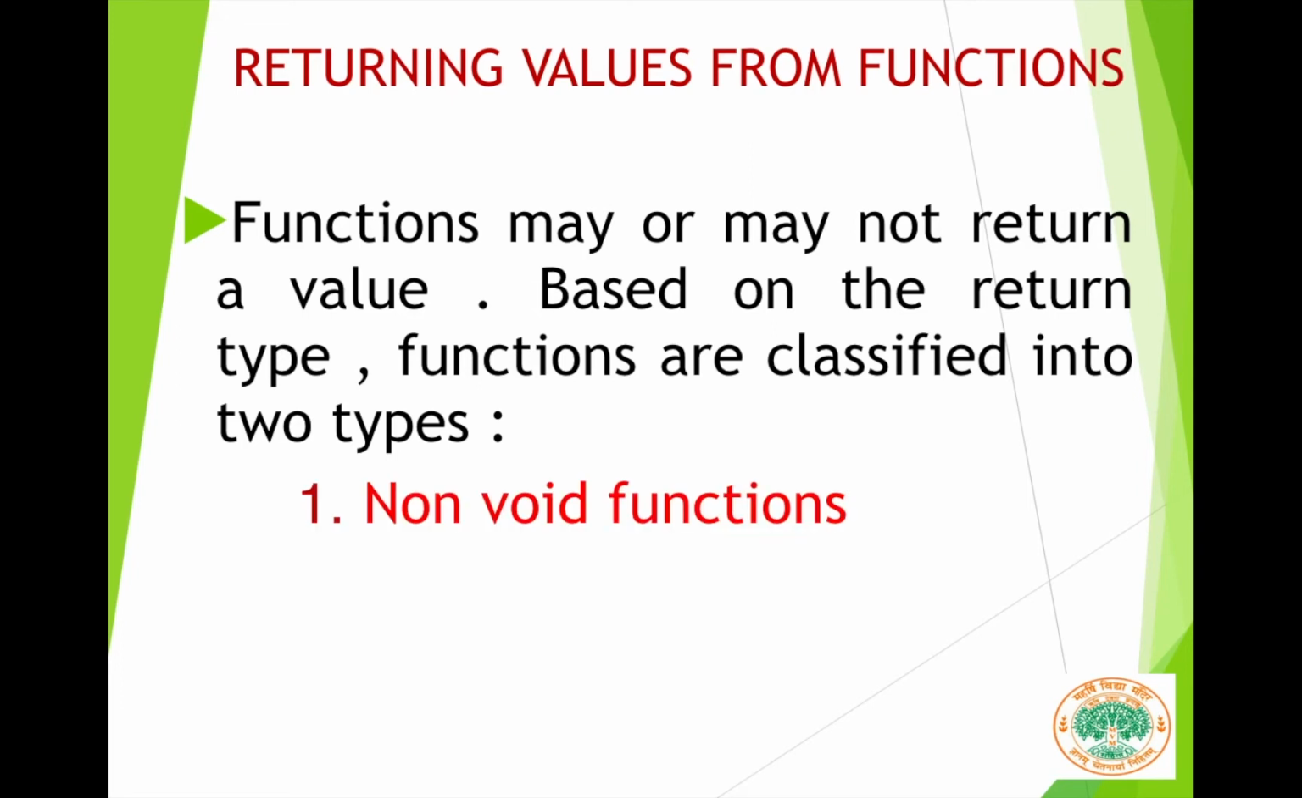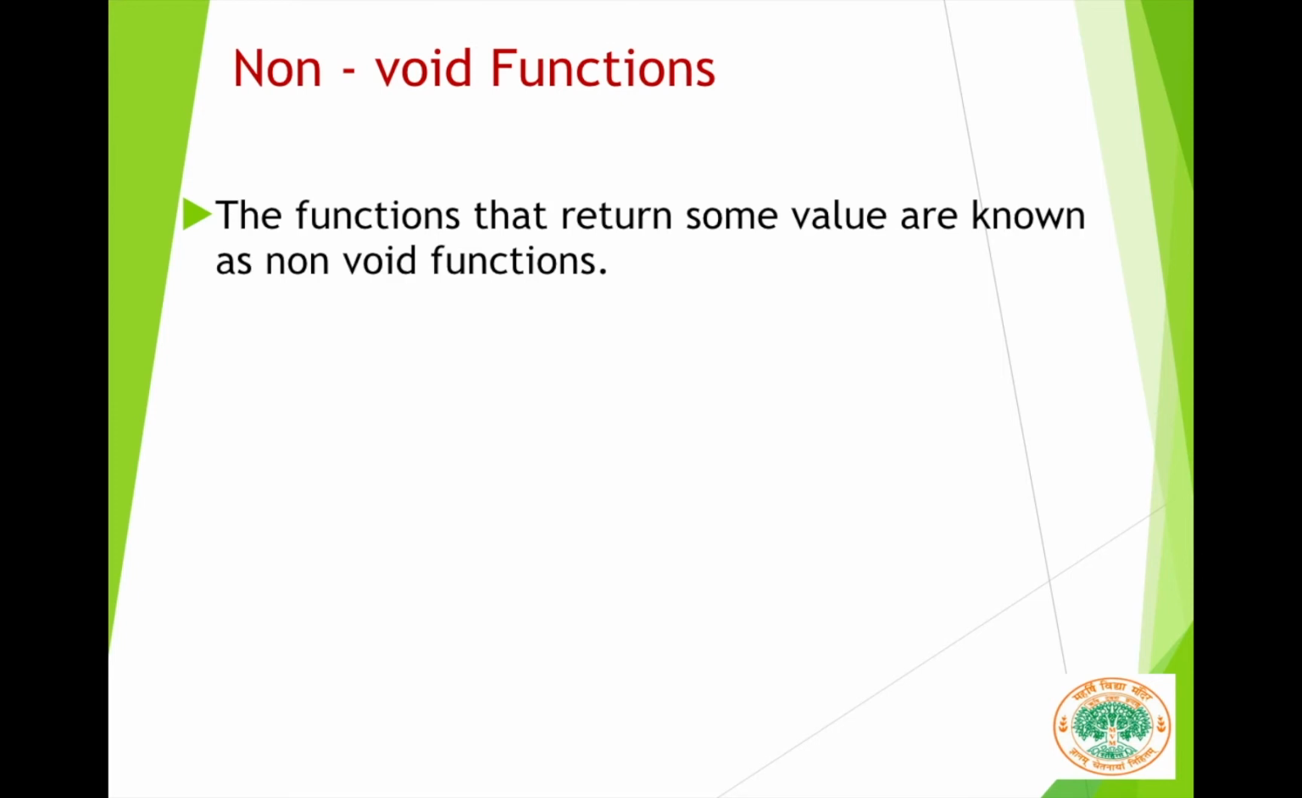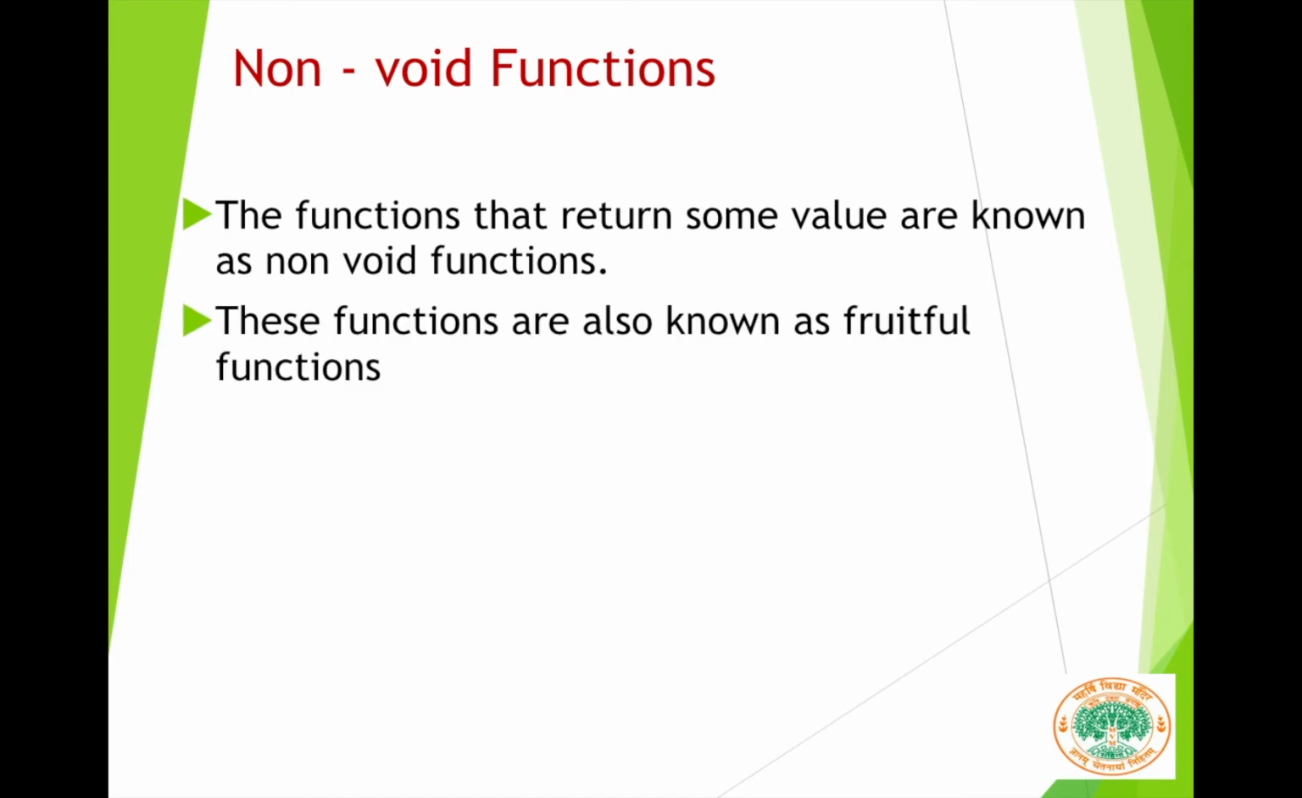So based on it, there are two types of functions. First is non-void function and second is the void functions. So let's begin with the non-void functions. What are non-void functions? The functions that return some value are known as non-void functions. That means these are the functions which have a return type. So if you are working with non-void functions, then in the function definition, always a return statement should be there. Non-void functions also have a different name. They are also known as fruitful functions.